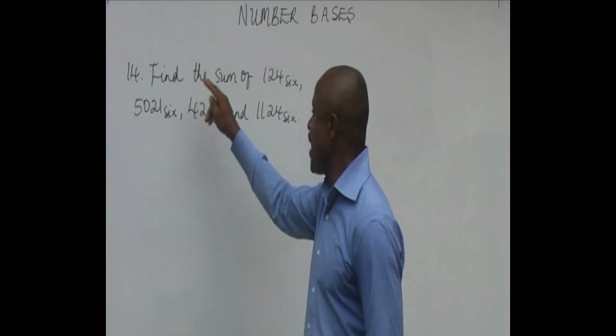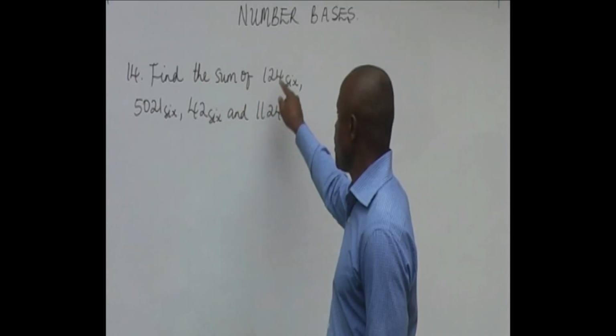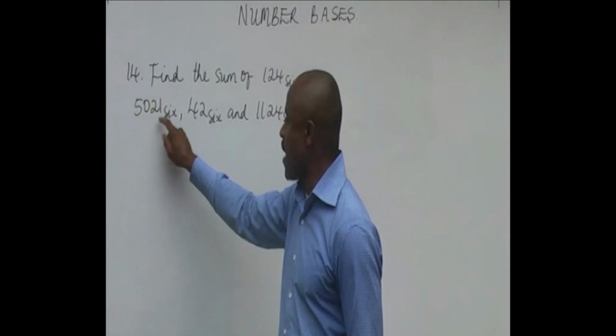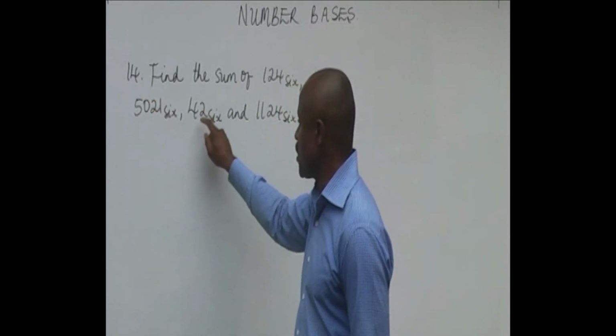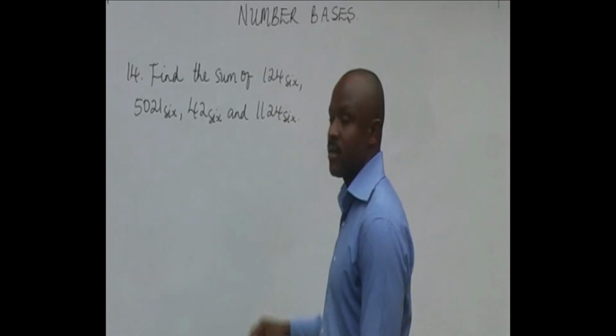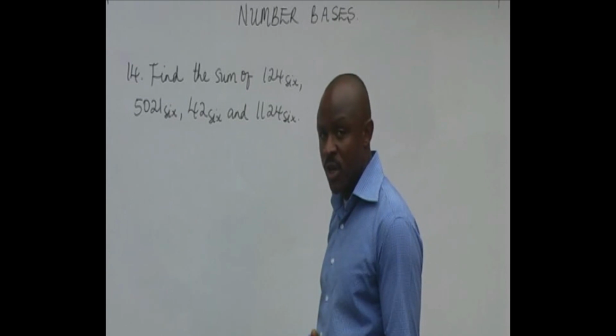This is question number 14. It says, find the sum of 124 base 6, 5021 base 6, 42 base 6, and 1124 base 6. Just like the previous question we solved.